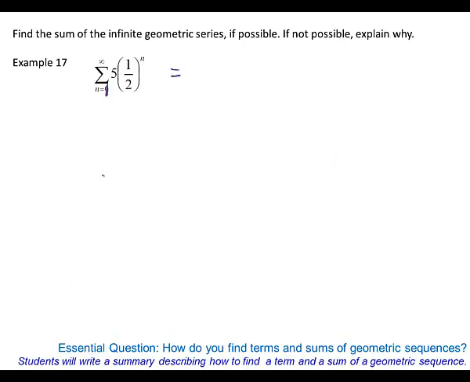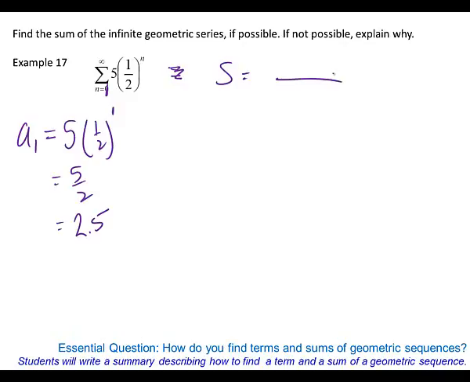Okay? All right. So on this one here, let's find our a sub 1 first. So our a sub 1 is 5 times 1/2 to the first. So that's 5/2, isn't it? Well, and 5/2 in decimal is 2.5. All right, so my sum formula. So I take the 2.5, okay, and I do 1 minus, what's the ratio? Oh, is my ratio between -1 and 1? Yeah, we always want to check that first. All right, so it looks like I've got 2.5 divided by 0.5. What does that end up being? 5?